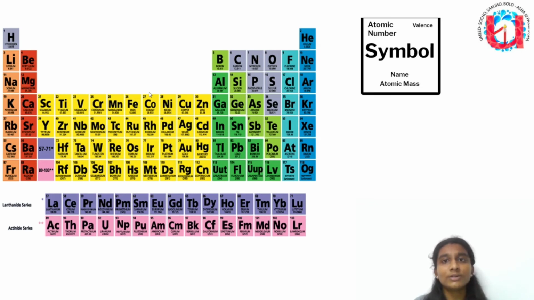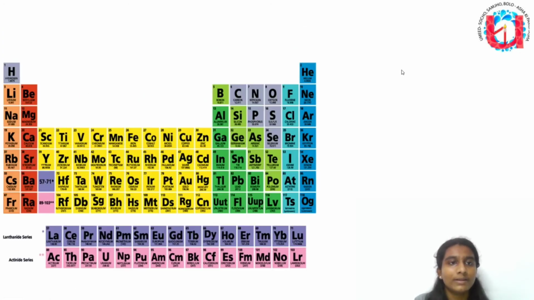Now let's look into the actual meaning of the arrangement of the periodic table. Each symbol contains a number in the leftmost corner and a number at the bottom. The number at the leftmost corner indicates the atomic number and the number at the bottom indicates the atomic mass.